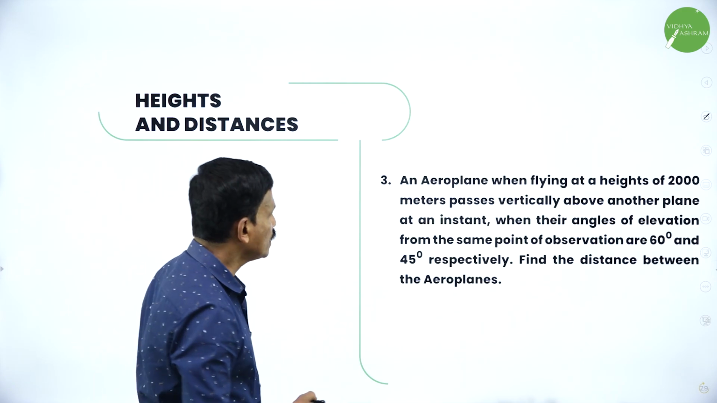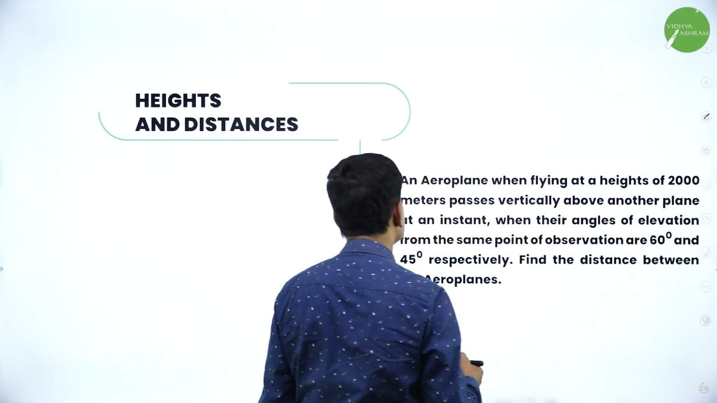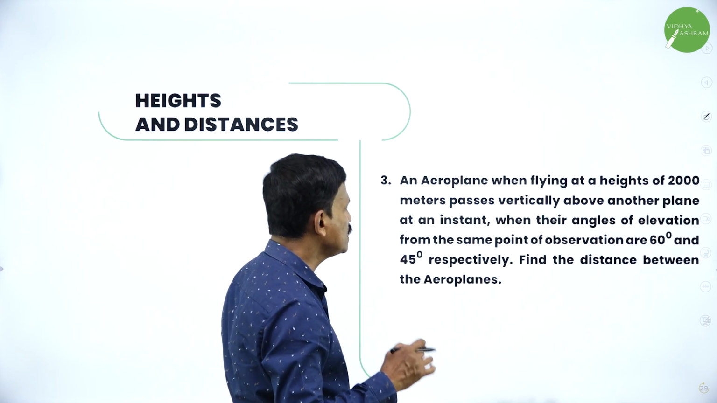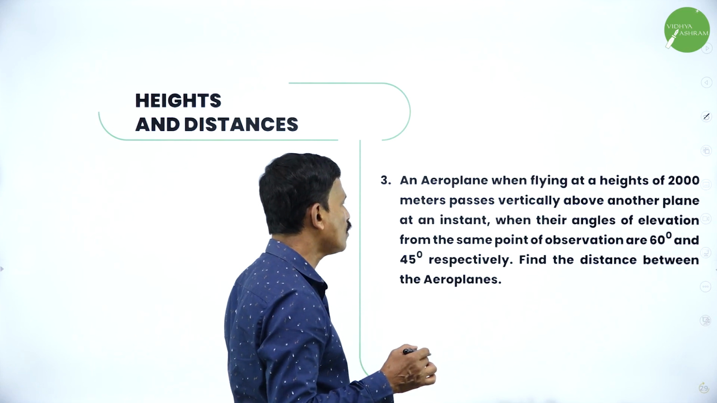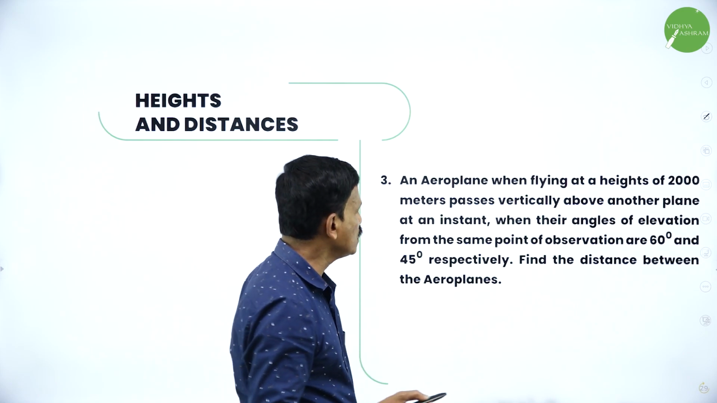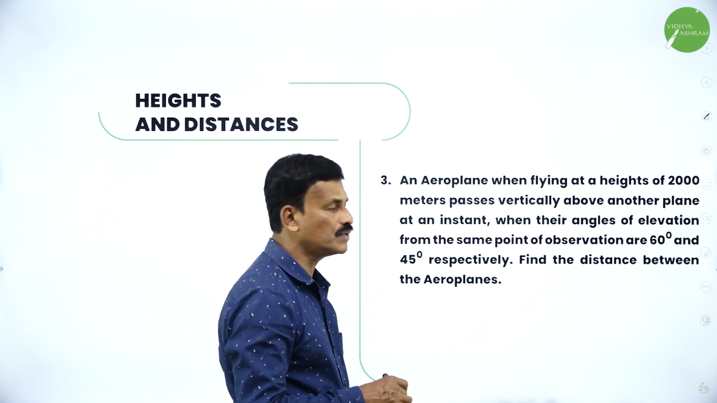Third problem. An aeroplane, when flying at a height of 2000 meters, passes vertically above another plane at an instant when their angles of elevation from the same point of observation are 60 degrees and 45 degrees respectively. Find the distance between the aeroplanes. This is similar to the previous problem.